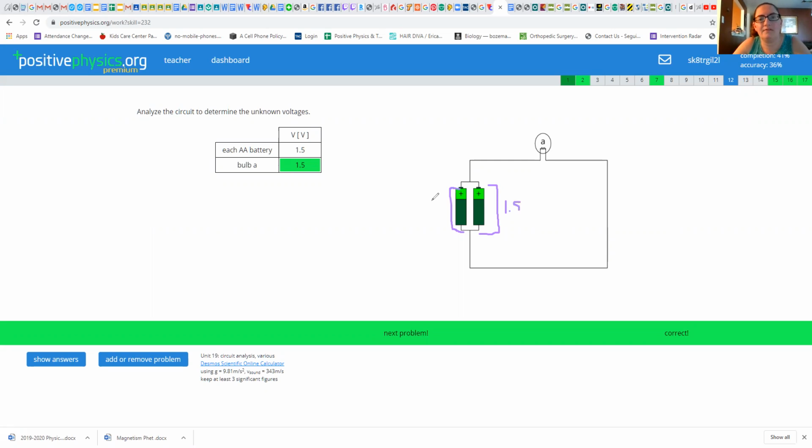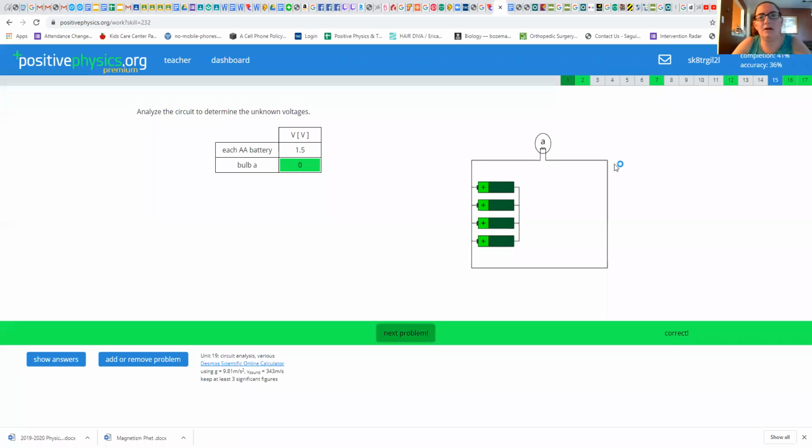So the 1.5, you're only going to get 1.5 volts because you can only go one way or the other. You're not going to add them together because these aren't going through both batteries. You have to choose a path. So it's only 1.5 volts. So that's this one. And then let me go on to question 15.